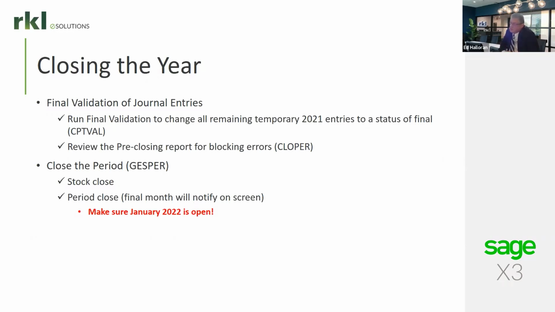You just need to make sure that 2022 is open, so that when X3 closes the year out, it's creating two journal entries. It's doing one on 12/31 to move the balances from the income statement into the retained earnings account, and it's also creating the beginning balances on January 1st for the balance sheet.